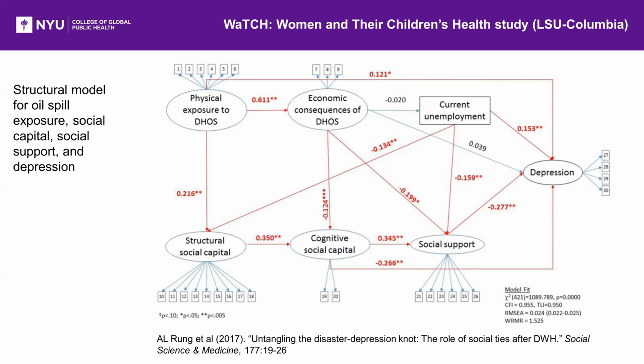Is that there's a relationship, certainly between physical exposure to the oil spill and depression, not a direct effect from economic, but that there's a considerable exposure through these social aspects of structural social capital, meaning do people participate in local social institutions? Cognitive social capital, do they have a good sense of community? Social support, do they have established reciprocal relationships with people for exchanging help? All of which actually have a great effect on depression.